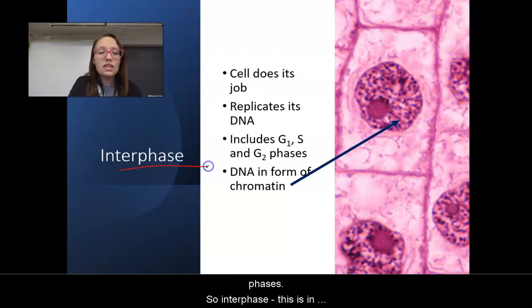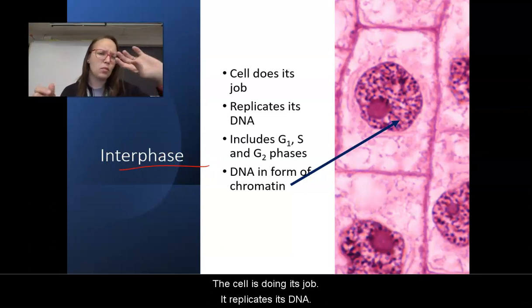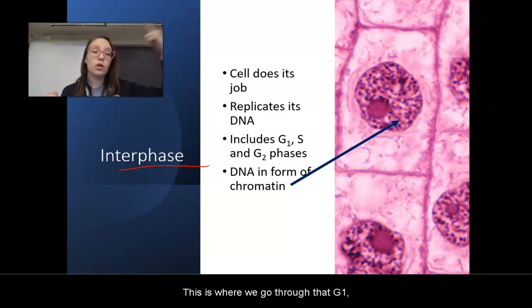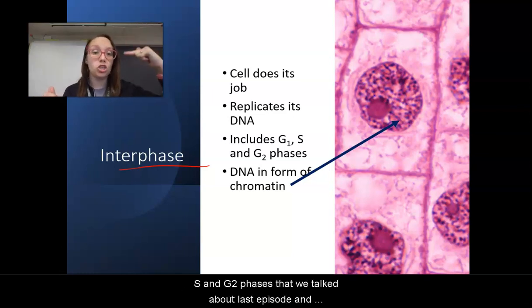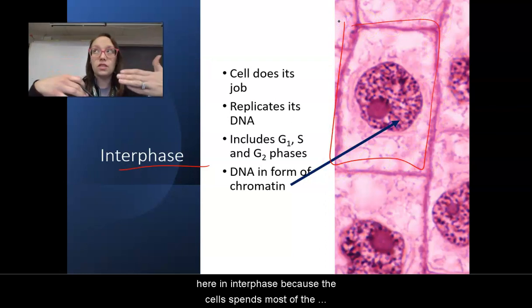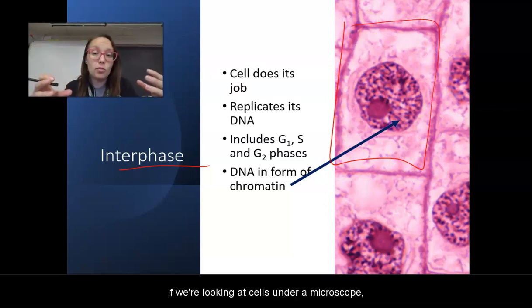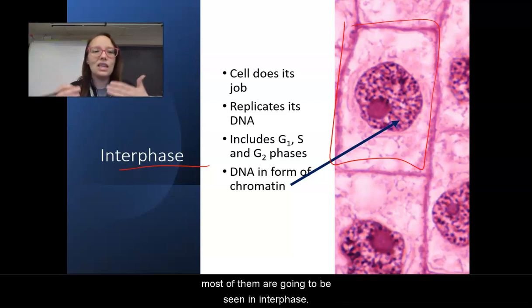So interphase, this is in between. Inter is in between. This is in between cell divisions. The cell is doing its job. It replicates DNA. This is where we go through those G1, S, G2 phases that we talked about last episode. And here in interphase, because a cell spends most of its time here, if we're looking at cells under a microscope, most of them are going to be seen in interphase.